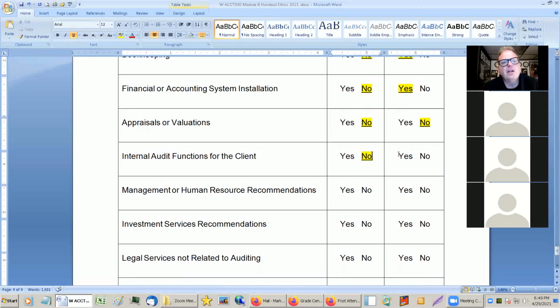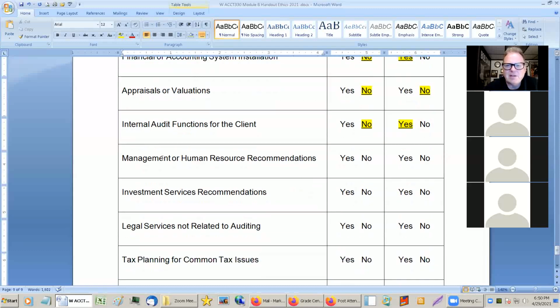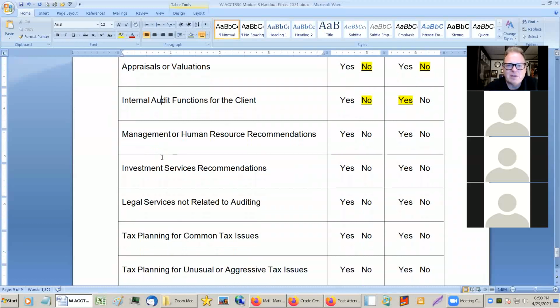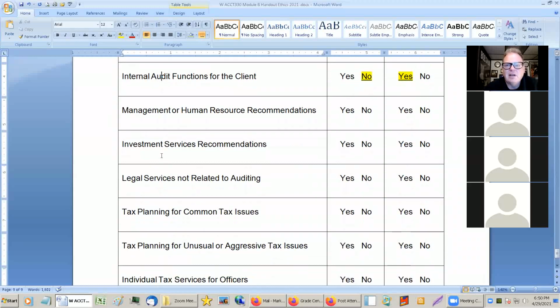Internal audit functions for the client, no. And yes. This is one of those weird things. Internal audit are the people that are inside the company that are doing the audit. It'd be hard to imagine that not being just astronomically expensive to have a CPA firm doing it. I know there's places that have that, but CPA firms are just really expensive. You certainly wouldn't be saving any money doing that. I'm not sure.